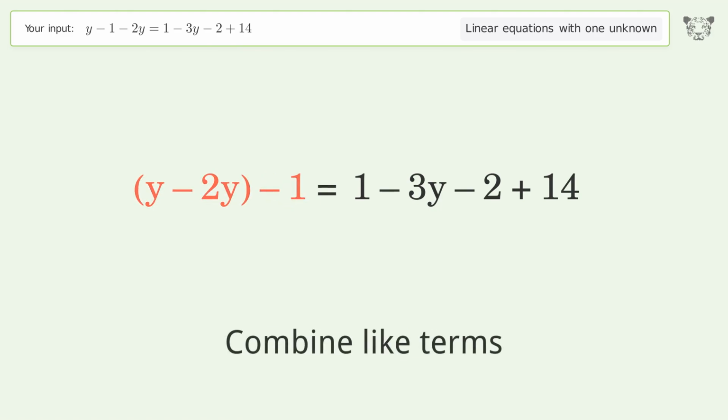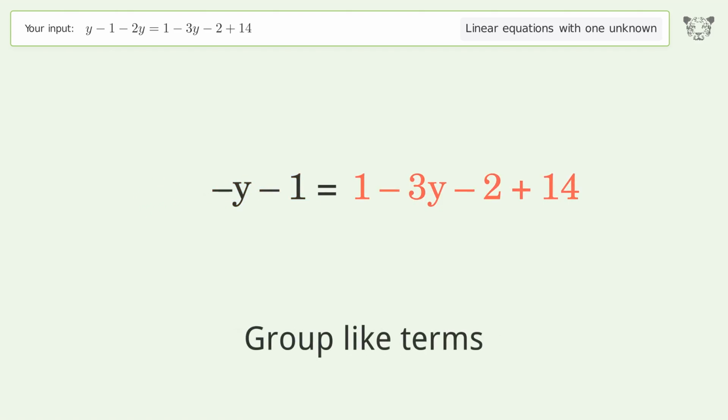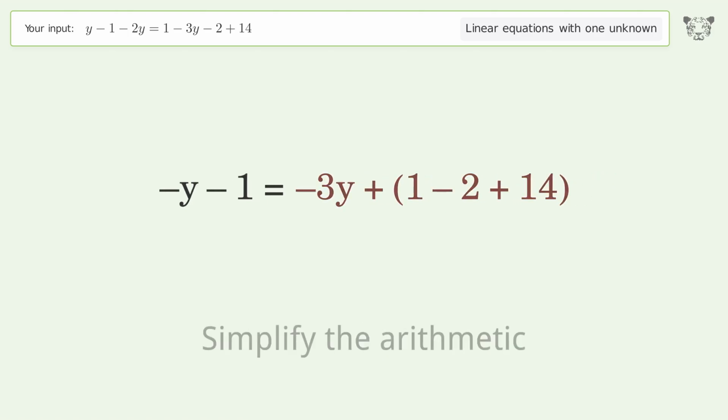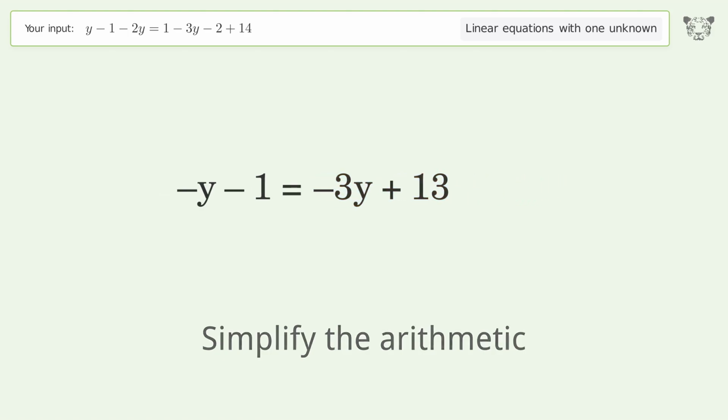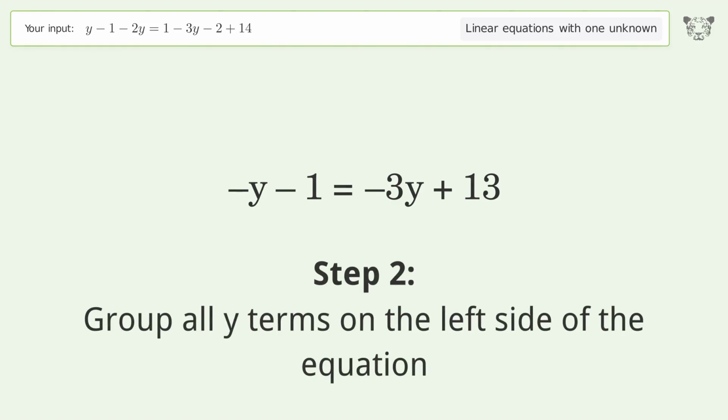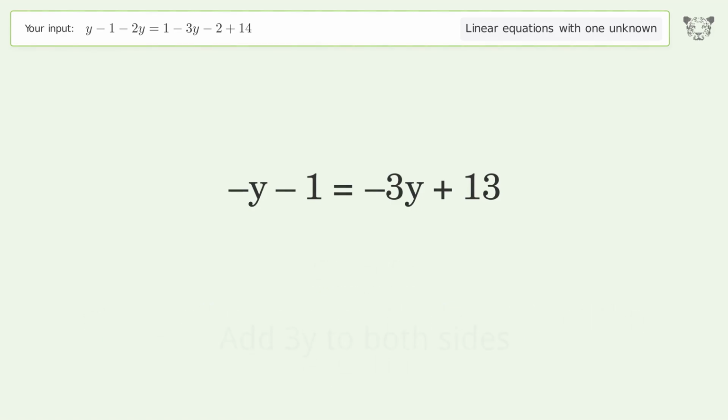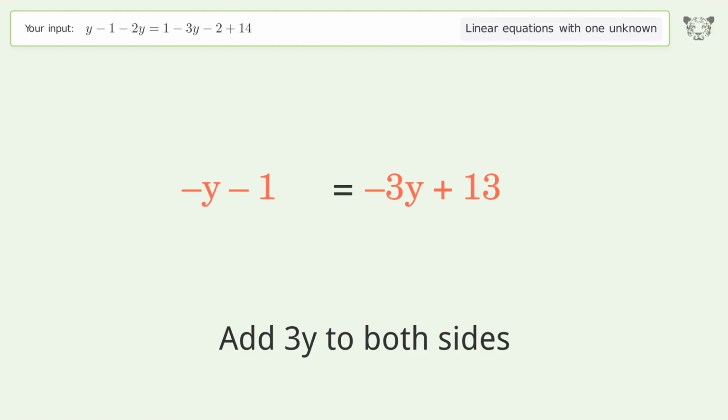Combine like terms. Group like terms. Simplify the arithmetic. Group all y terms on the left side of the equation. Add 3y to both sides.